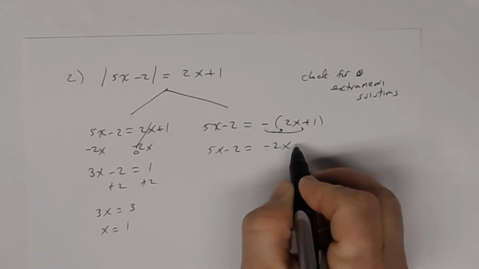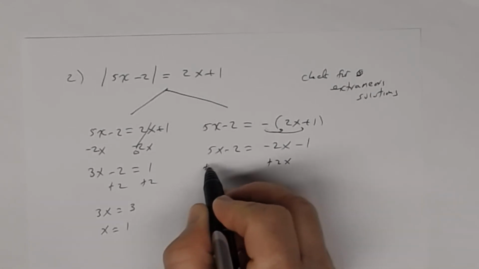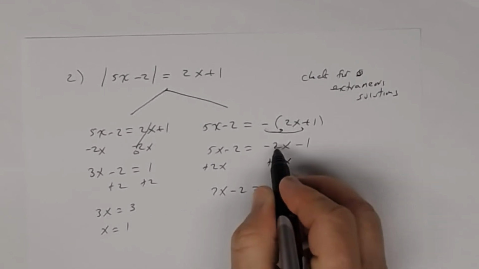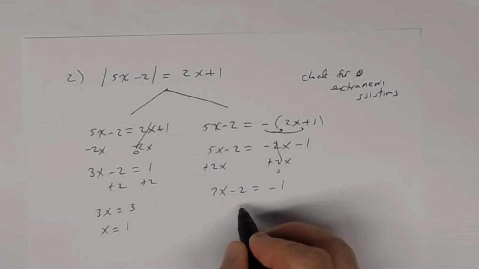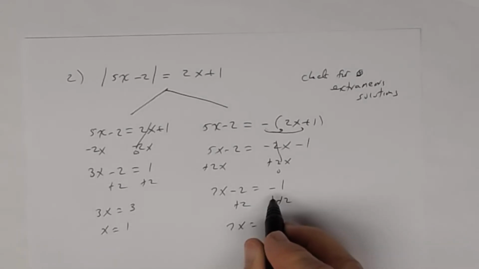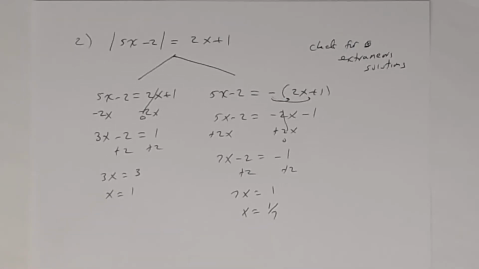The opposite of a positive 1 is a negative 1. And let's go ahead and add 2x to both sides. And so 5x and 2x is 7x minus 2 equal, this is 0, negative 1. Adding 2 to both sides, I get 7x equal, negative 1 plus 2 is 1. Divide both sides by 7, so therefore x is 1/7.